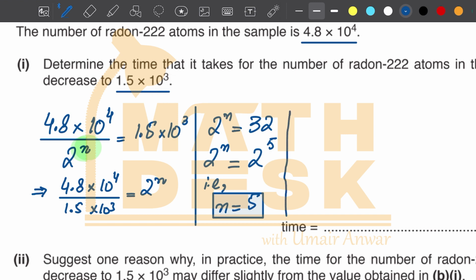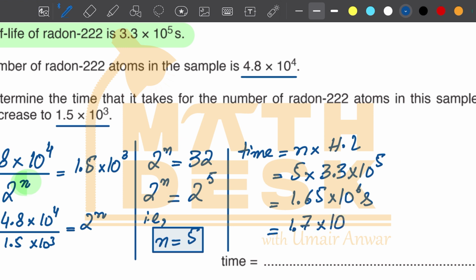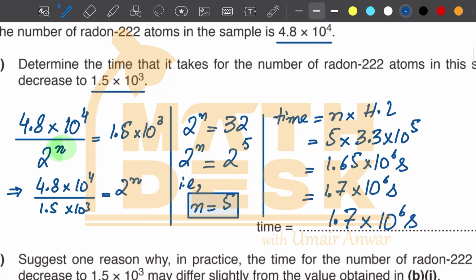Now, how much time would be required? The time could be calculated when we multiply this n with the half-life. So 5 would get multiplied by the value of the half-life, which is 3.3 × 10^5, and we get 1.65 × 10^6 seconds. And if I write it in standard form, it would become 1.7 × 10^6 seconds. So the required time is 1.7 × 10^6 seconds for this part.